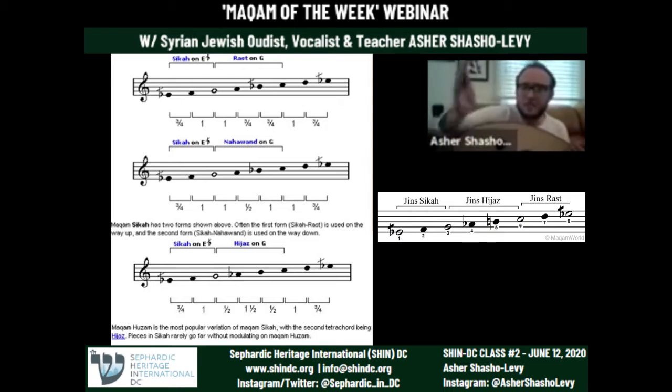Okay, so that's basically the sound of that. And then you'll see on the staff below, there's a variation for going down, which has the Sika Nahawan. So here, it'll go up on the rast. And that's the Sika Nahawan on the descent.